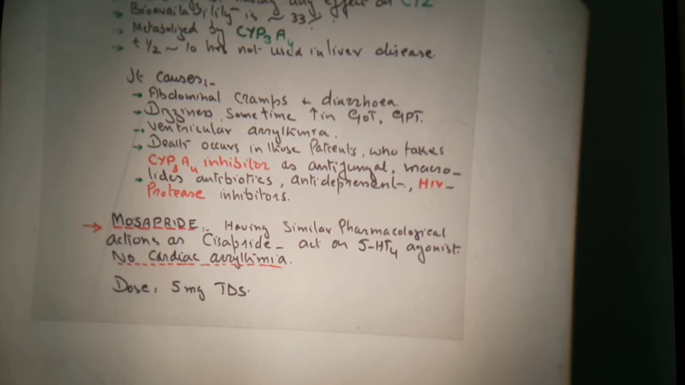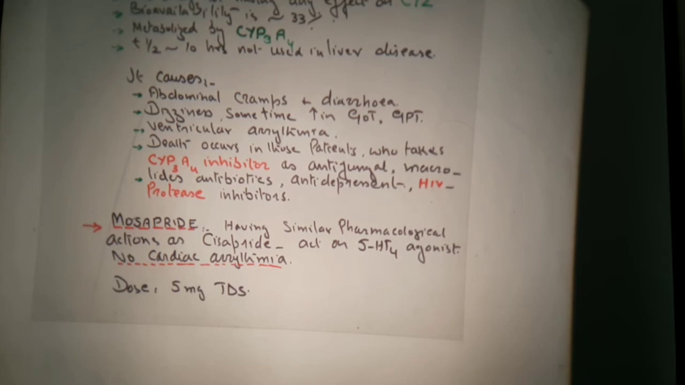I told you that these two enzymes are mostly present in the heart and the liver. GOT is maximally present in the heart, less in the liver. GPT is maximally present in the liver, less in the heart. So there is sometimes an increase in the GOT and GPT due to the metabolism of this drug in the liver by means of CYP3A4. Now ventricular arrhythmia also occurs.